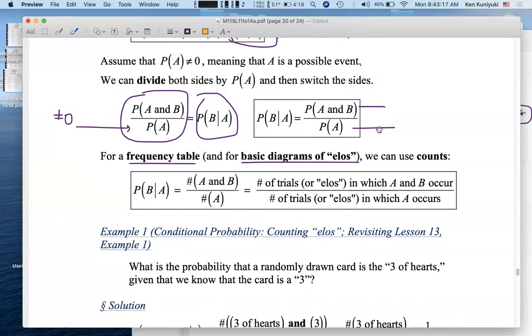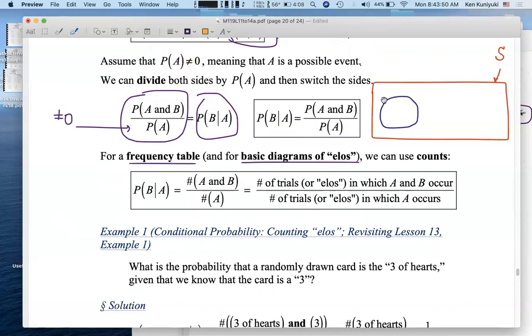And by the way, why does this make sense using a Venn diagram? So imagine that these are all possible outcomes. Let's say we're talking about equally likely outcomes. Okay. So here is S, the sample space for all equally likely outcomes. S is all of this. So let's say that this is event A. In here are all the ELOs for which A occurs.